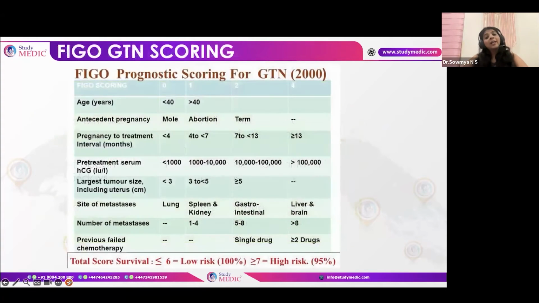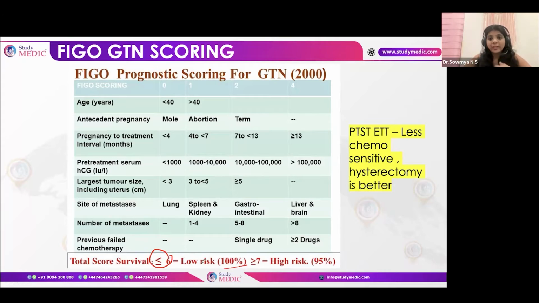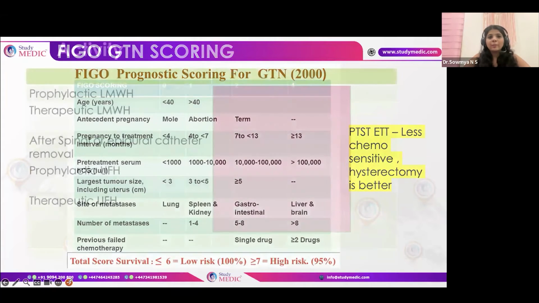Perfect. And you need not know about the complete prognostic scoring, but you need to know the components. And remember, total score of 6 or less, 100% you will be having a success rate. This is about the GTN, gestational trophoblastic neoplasia. Once you calculate the score less than 6, it's always a single chemotherapy, methotrexate. If it is 7 or more, you go for multiple agent chemotherapy like EMA-CO regimen. Obviously, there are different varieties. If it is PSTT, then they're less chemosensitive and you have to go for hysterectomy. Don't worry, this is a little advanced knowledge, but this one, you guys need to know a bit about it.